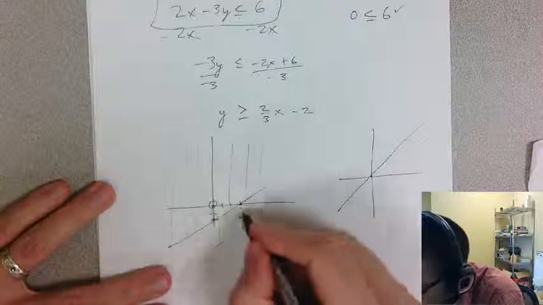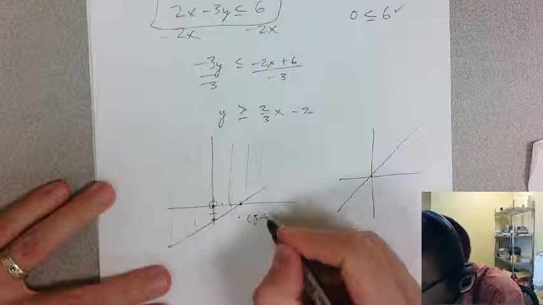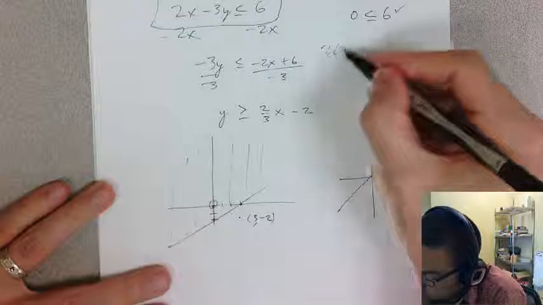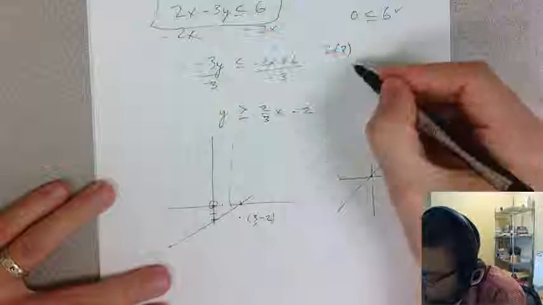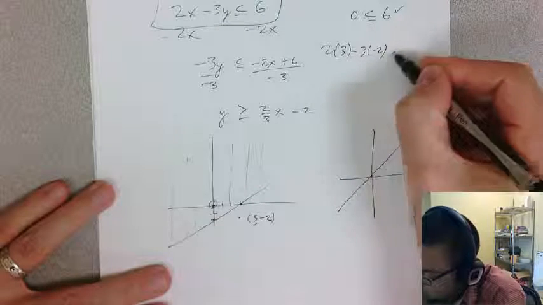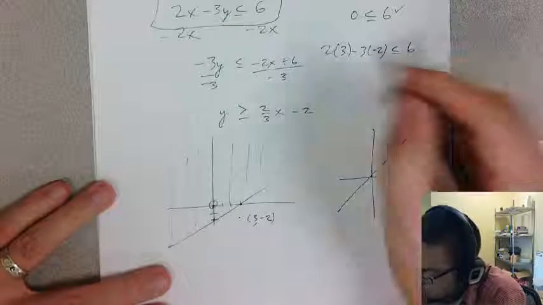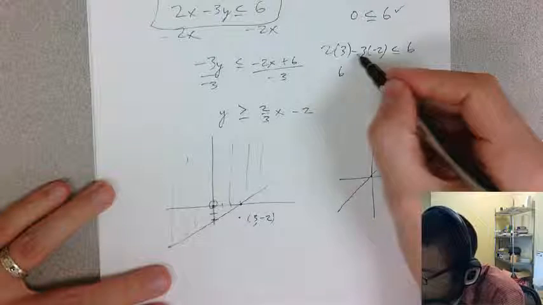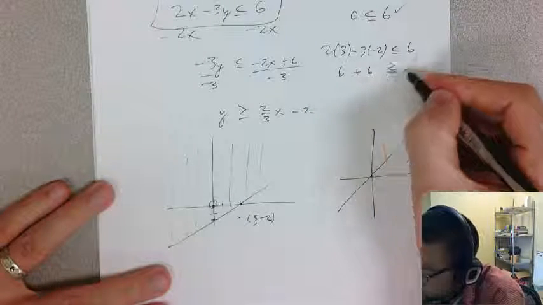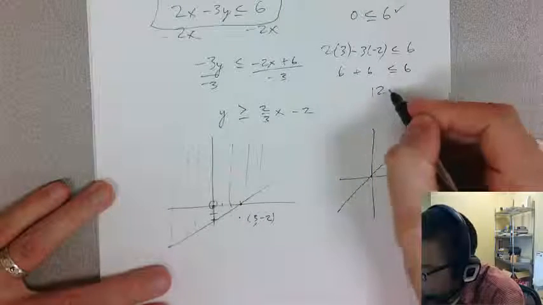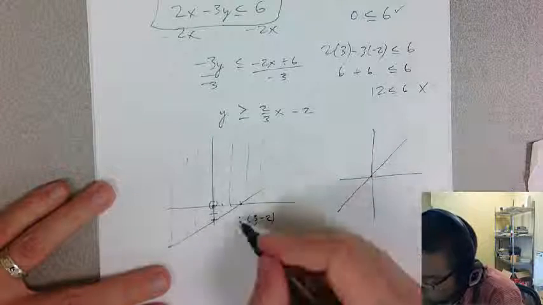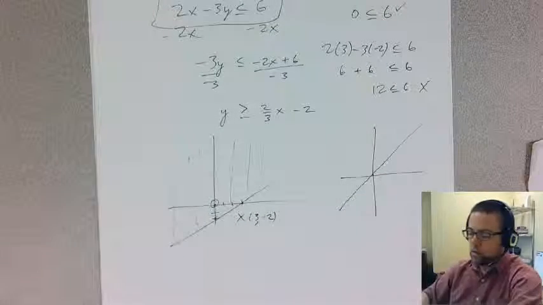How about 3, negative 2? I expect this to be false. So 2 times 3 for x, and minus 3 times negative 2 for y. Is it less than or equal to 6? So this is 6. Negative times negative is positive, so it's plus 6. Is that less than 6? So is 12 less than 6? No, it's not, and I expected it to be false, so that is not included, as expected.